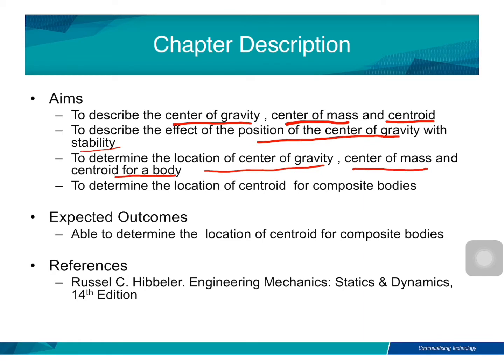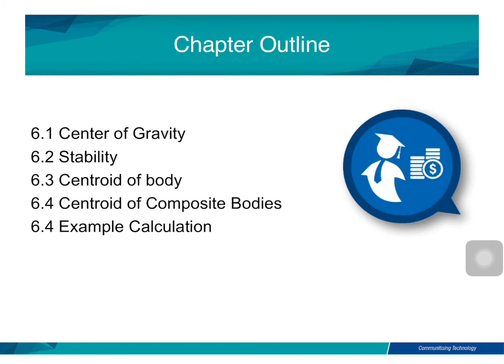Number 4, to determine the location of the centroid for the composite body. Overall, the expected outcome of today's lecture is that students should be able to determine the location of the centroid for the composite body. Now, what is the chapter outline for today? Number 1, we're going to study the center of gravity. Number 2, stability. Number 3, centroid of a body. And the last one, centroid of the composite body. Then, we can continue to the problems.